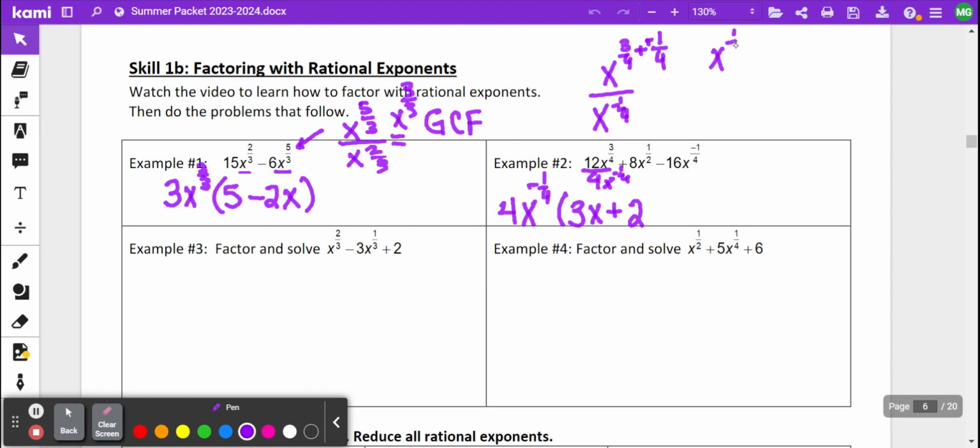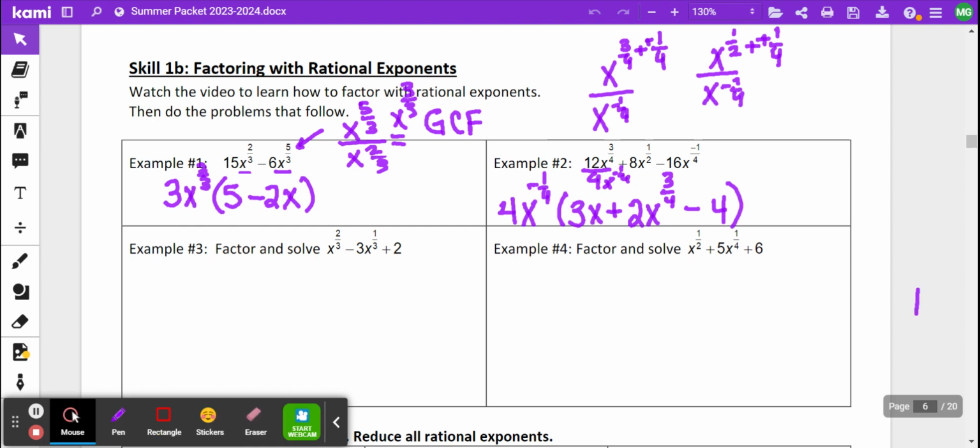x to the 1/2 divided by x to the negative 1/4 really means take the 1/2 and subtract negative 1/4. We're going to change that to plus a positive. And let's get some common denominators here. We'll have 2/4 plus 1/4 gives us x to the 3/4, minus 16 divided by 4 is 4. And x to the negative 1/4 divided by itself is just 1, so we're done. So far, so good, I hope.